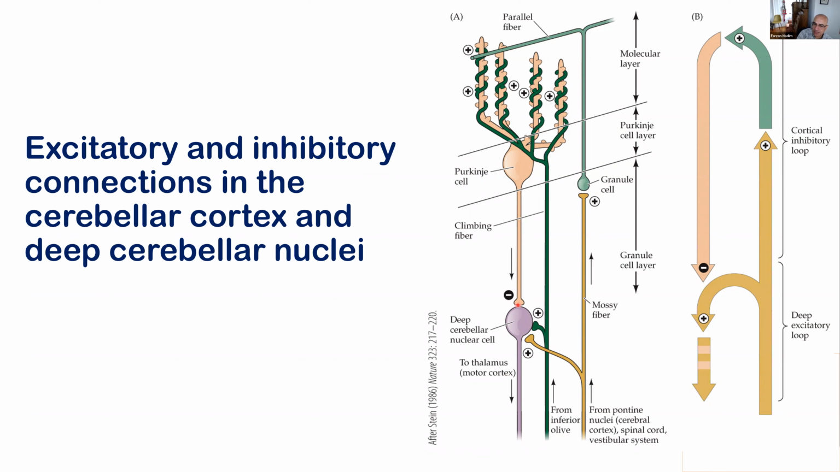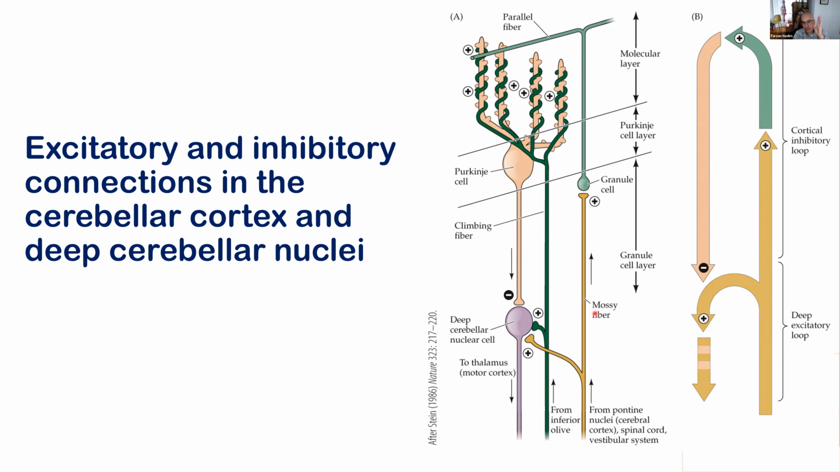Similarly, the climbing fibers that strongly excite the Purkinje cell also have a collateral that excites the deep cerebellar nuclei cell. Ignore what's up here for a second. These inputs are coming to the cerebellum. They excite the deep cerebellar nuclei, which sends an output. The deep cerebellar nuclear cells are also glutamatergic, so glutamatergic excitation out. This is known as the deep excitatory loop. It basically is the shortcut pathway. It's like input comes to the cerebellum, says, yes, I heard you, and sends an output out.